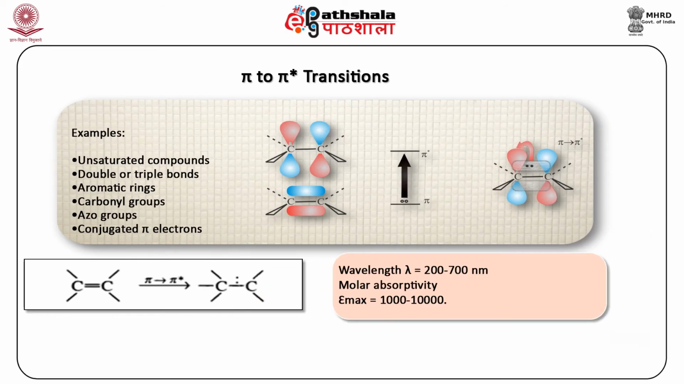Pi to pi star transitions occur in compounds containing one or more unsaturated groups like simple alkenes, alkynes, aromatics, carbonyl, nitriles, nitro, etc. It is usually observed in the range 200 to 700 nanometers with high value of epsilon max. These transitions are sensitive to the substitution by other functional groups.